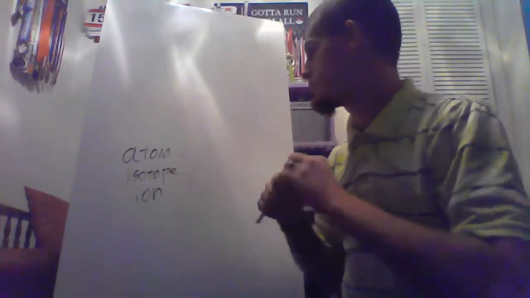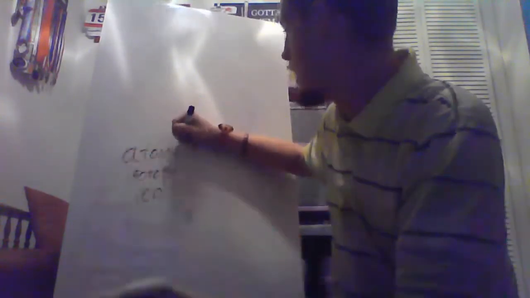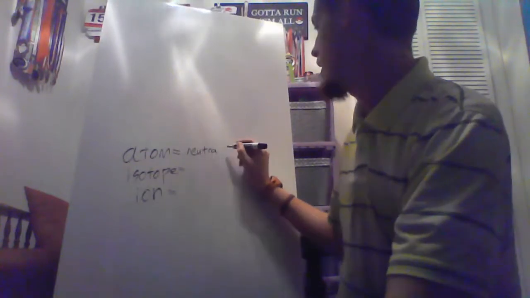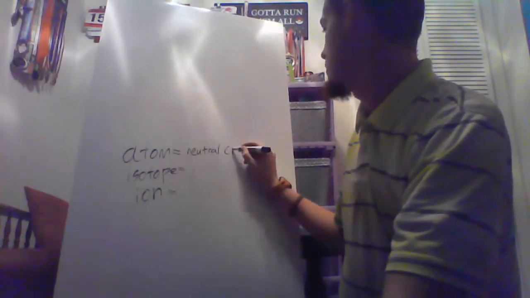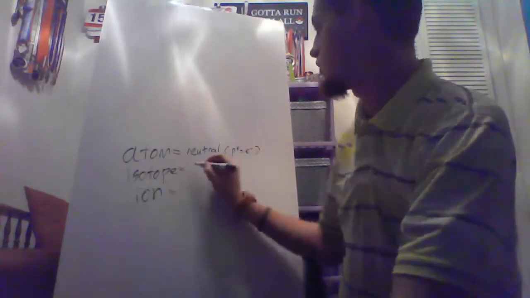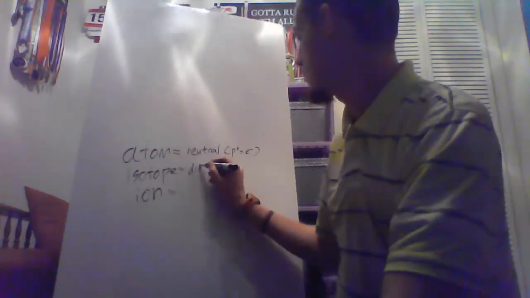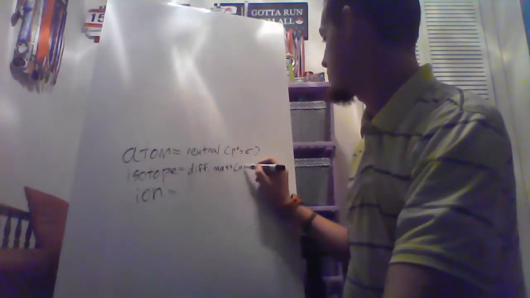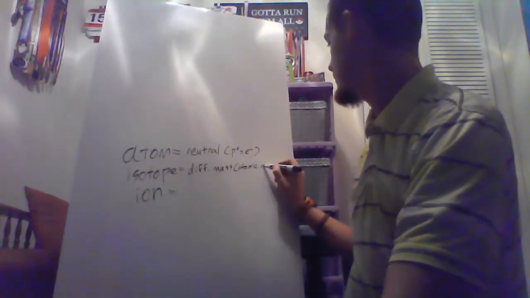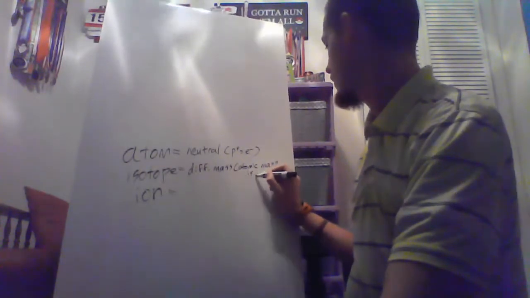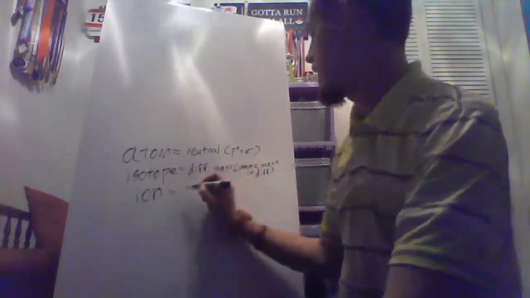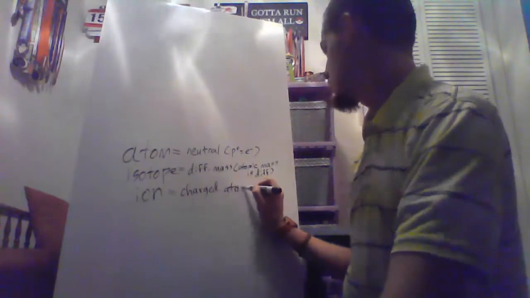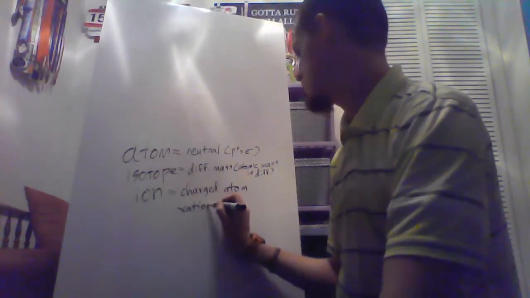Okay, cool. So really what it comes down to with these words is we just got to be able to tell the difference. An atom is neutral. All that means is the protons are going to equal the electrons. An isotope has a different mass, and it has a different mass because the atomic mass is different than normal. An ion is a charged atom. Again, cation and anion.